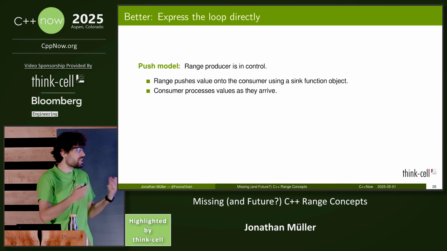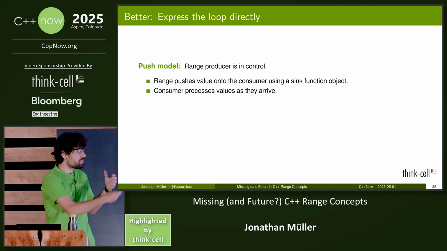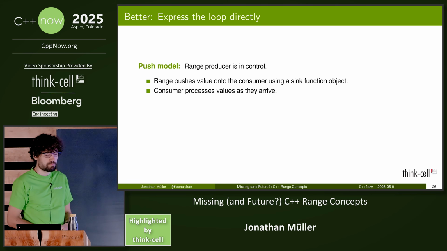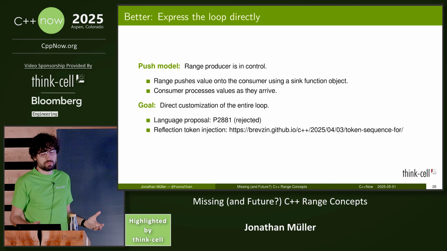And so we've got the range-based for loop, and it works by desugaring it into iterators. But we don't really need the desugaring into iterators. We need some sort of push model for that, for most performance. And so what we really want is the direct customization of the entire loop, right?